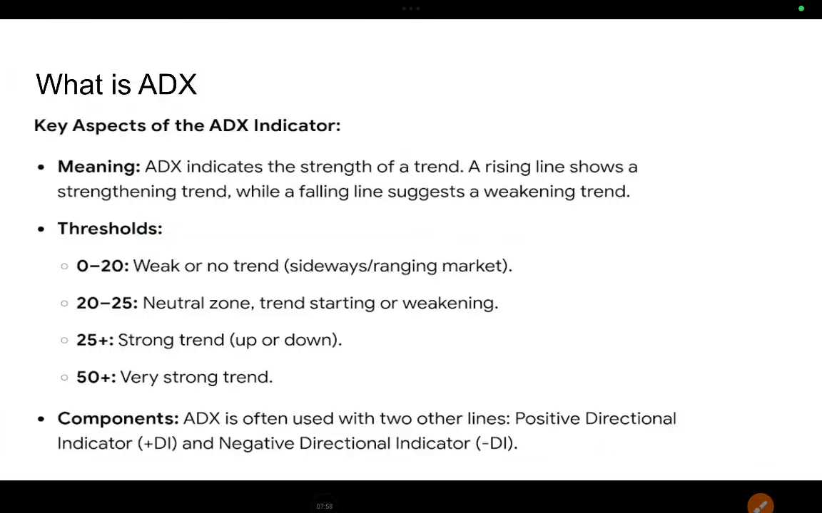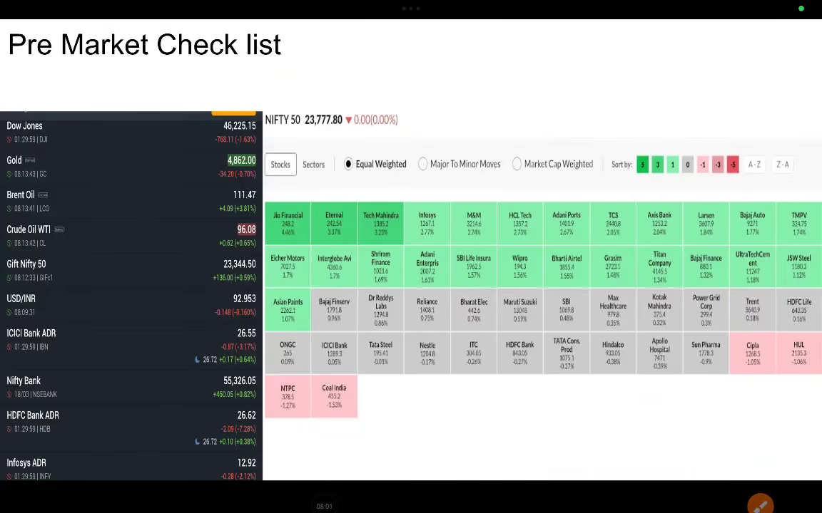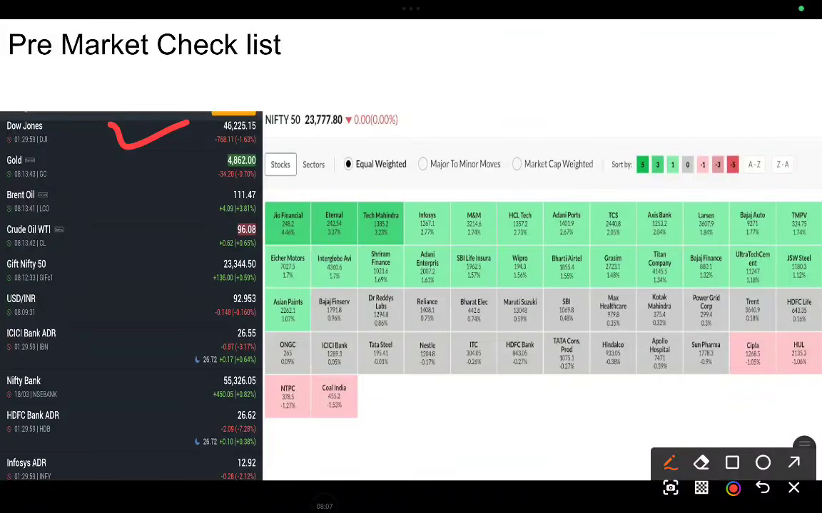Okay, let's move ahead with the market. If you see, based upon the pre-checklist, Dow Jones has fallen negative because the rate cut didn't happen, and I think the war also escalated. US and Israel, I think they bombed the oil infrastructure of Iran. So in retaliation, I think Iran has threatened to also bomb the oil infrastructure.